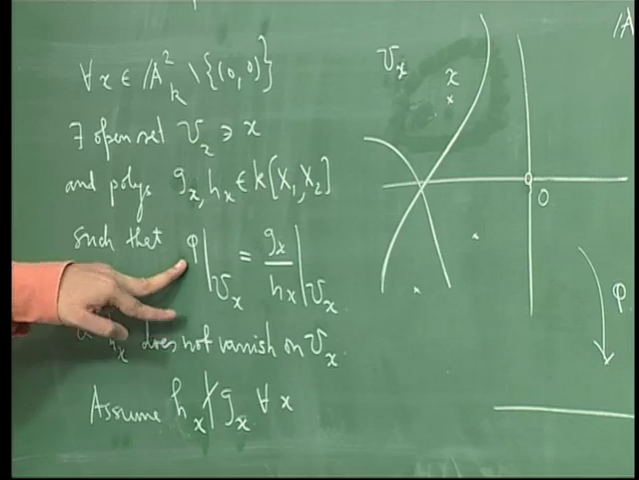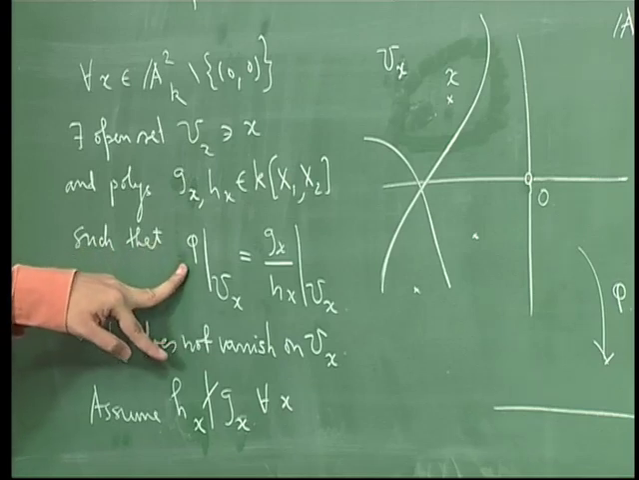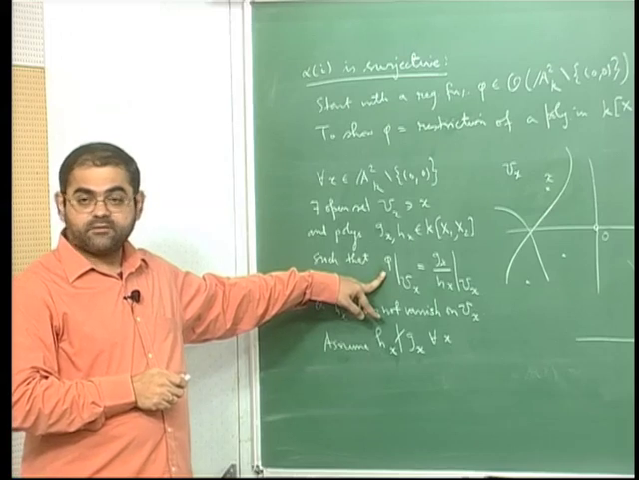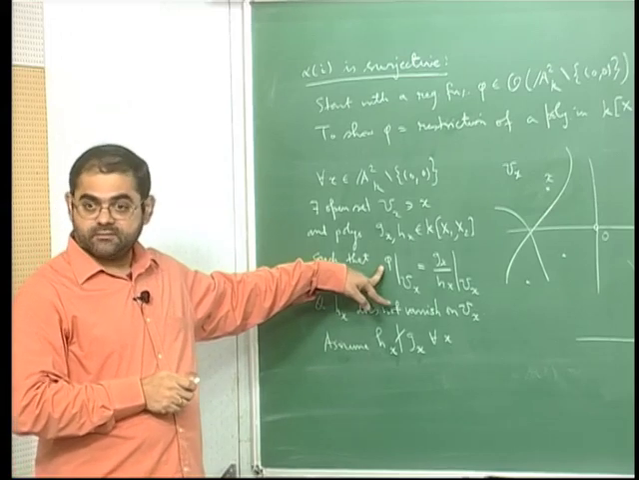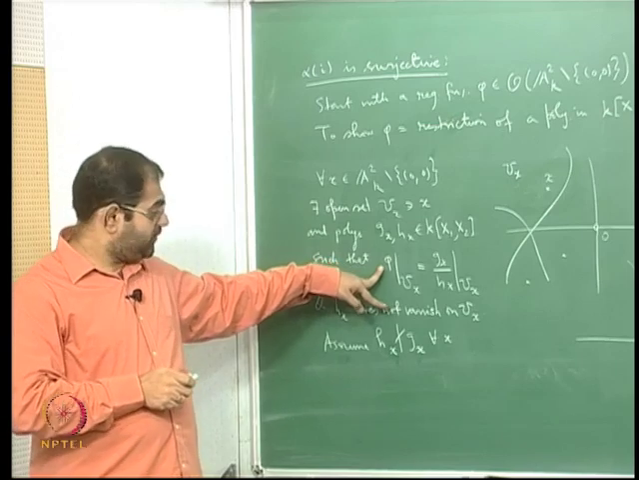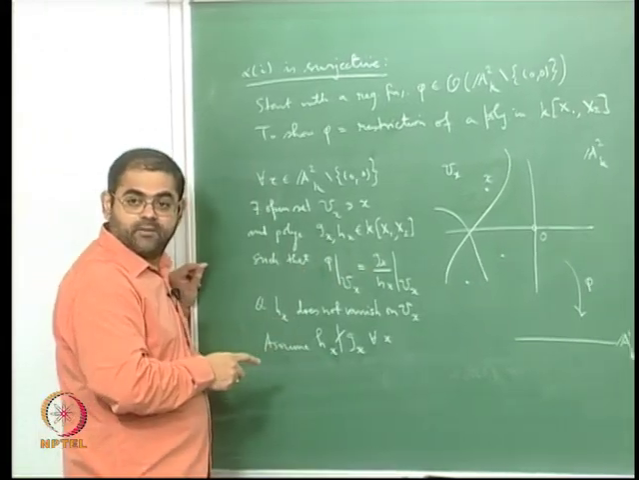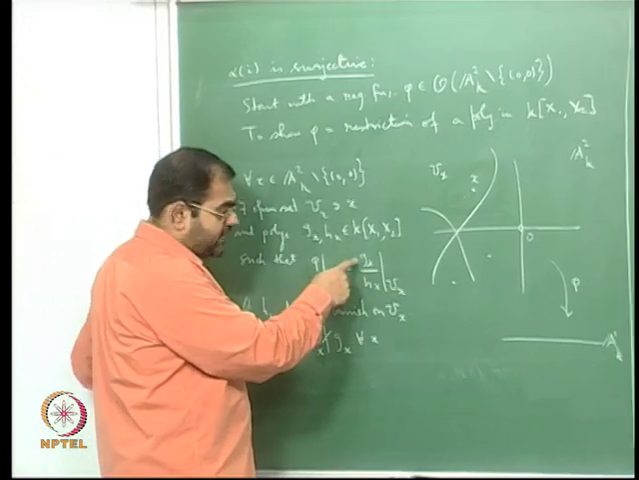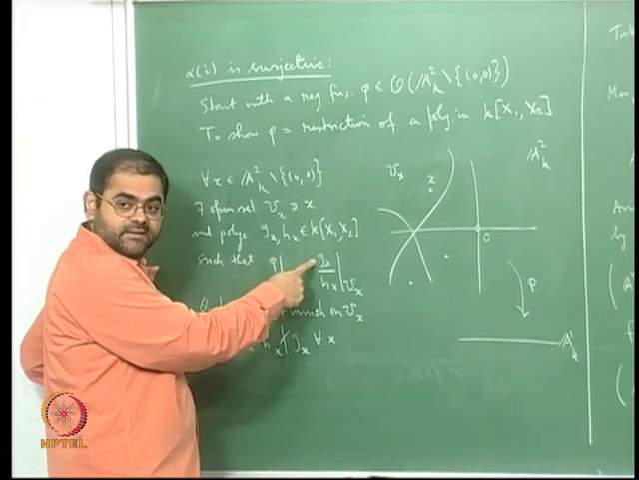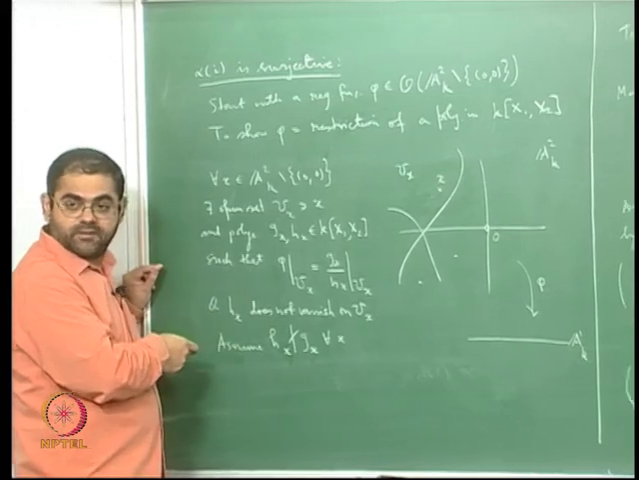Please understand, I have to prove phi comes from a polynomial function. In other words, I have to show phi is just the restriction of a polynomial. But if phi is a restriction of a polynomial, it will mean that h divides g. Conversely, if h divides g, then phi will be the restriction of a polynomial.